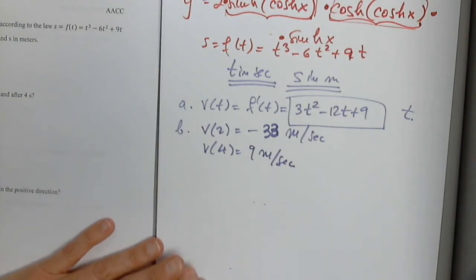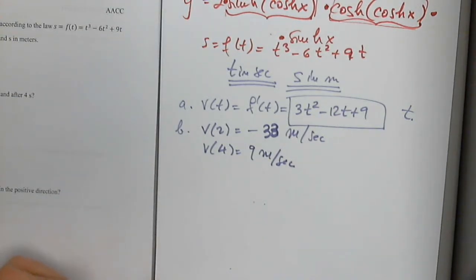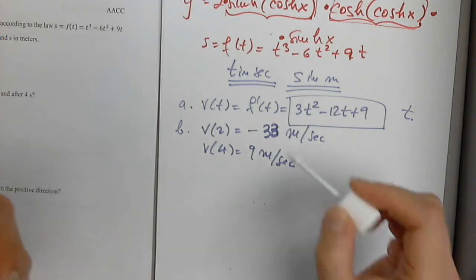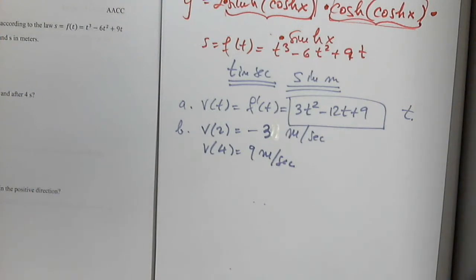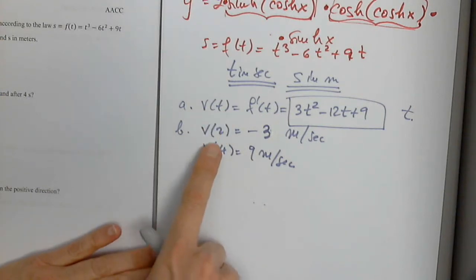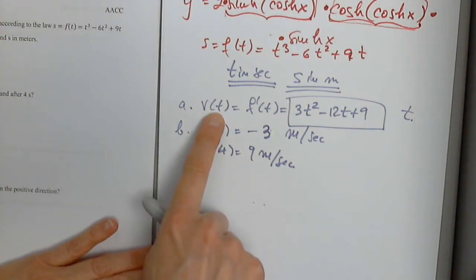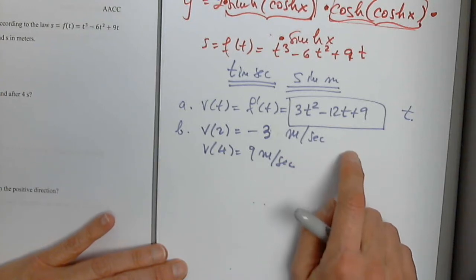Do we agree with negative 3 and 9? Oh, negative 3. I'm sorry. Okay, so negative 3 meters per second and 9 meters per second. Do we understand how we get this, right? We just plug it in. Everyone is okay? Yes, Vanessa? We plug it in that formula. V of 2, V of 4. Did we get negative 3 and 9?